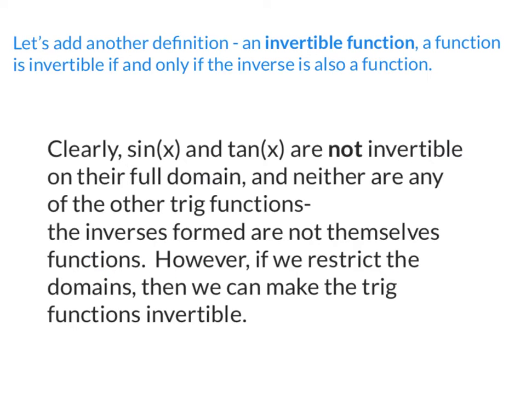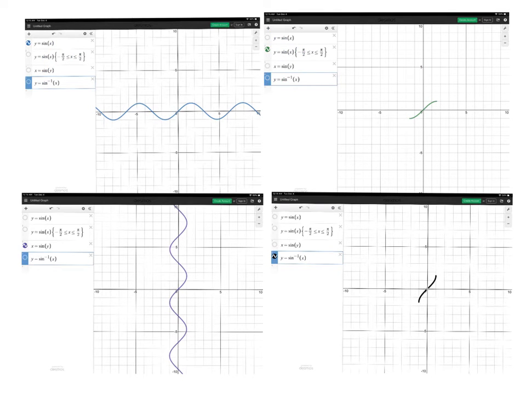But if we restrict the domains, just like we did with the parabola, then we can make the trig functions invertible. So the important and crucial piece of the notes today is, how do we restrict the domains of the trig functions to make them invertible? Well, let's look just at the sine function. So here's the original sine function. Obviously, we know it's not invertible across its whole domain. This would not pass the vertical line test.